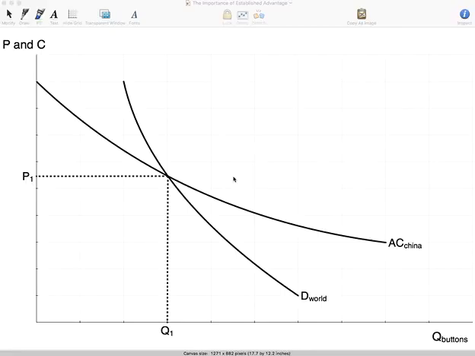So the example from the textbook shows the world market for buttons. On the x-axis, we have the quantity of buttons in the world. And on the y-axis, we have price and cost. And here is the average cost curve for China in the production of buttons.